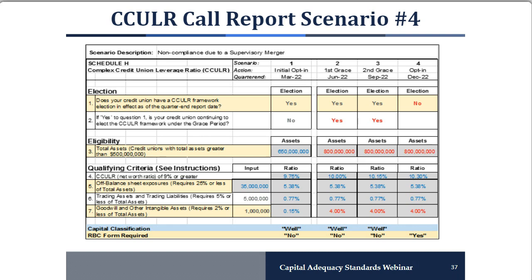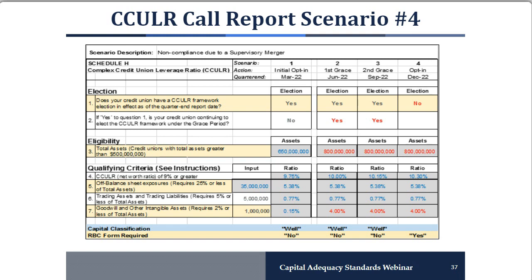If a qualifying complex credit union ceases to meet the qualifying criteria as a result of a merger or acquisition that is not a supervisory merger, there is no grace period, and the credit union must calculate risk-based capital in the quarter it ceases to be a qualifying complex credit union. As such, if this example had not been a supervisory merger, the credit union would have no grace period, and would have had to calculate risk-based capital for June 30th, 2022.